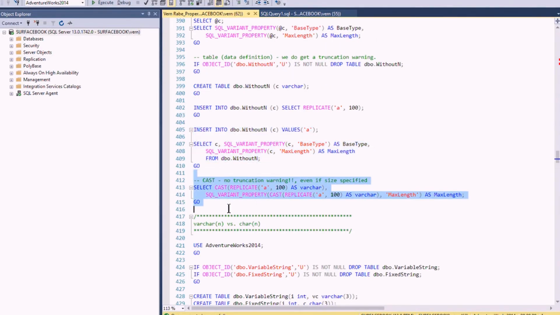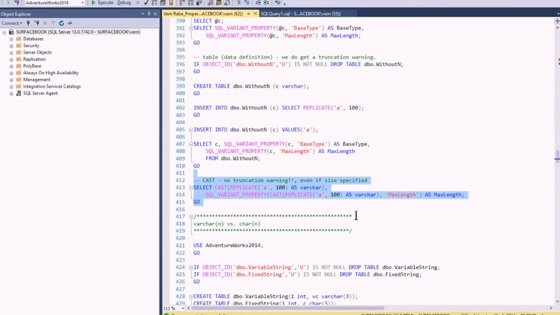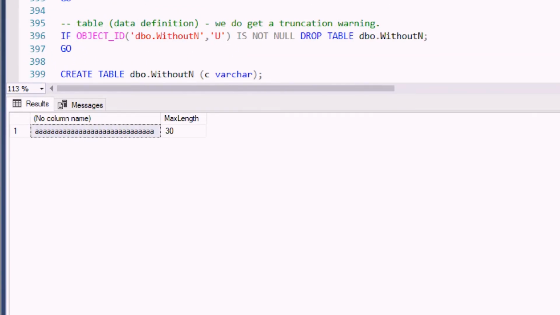OK, last one is a cast. If I cast something, I'm going to cast this replicating A 100 times as varchar without specifying the size. And then I'm just going to take a look at the property of that same thing. Any guesses what it's going to be? No? Not one. No, it happens to be 30. Of course. And you know that's right because it's documented.